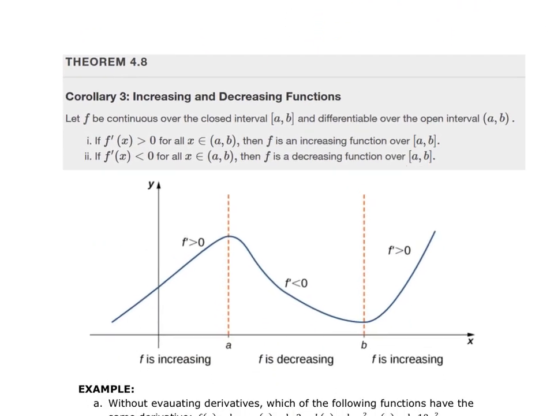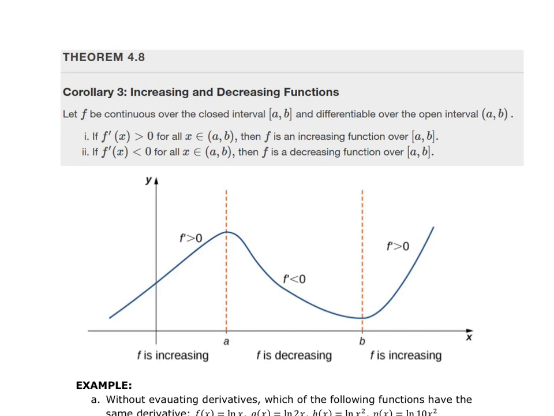The last thing we get from this is the intervals of increasing and decreasing. So if we have a continuous function on the closed interval and it is differentiable on the open interval, then if f prime of x is greater than 0 in this region, I am increasing. If my derivative is greater than 0, I'm increasing. If my derivative is less than 0, then I am decreasing. So I can find my intervals of increasing and decreasing now.